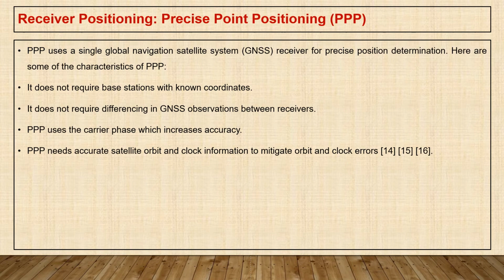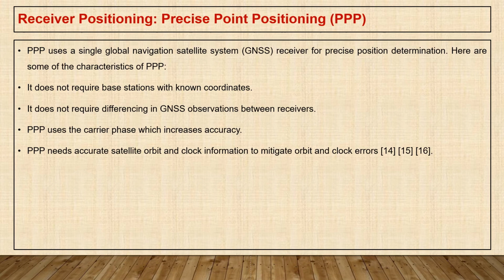So we would need different methods to position the NavIC receiver, which can also be termed as India's own GPS. PPP is the precise point positioning technique, which uses a single GNSS receiver for the precise position determination. It is more common in the area of GNSS and GPS, as it does not require a base station with known coordinates. Also, PPP uses the carrier phase, which increases accuracy, and it does not require differencing in GNSS observations. Also, PPP needs accurate satellite orbit and clock information, which would further lead to the mitigation of orbit and clock errors.